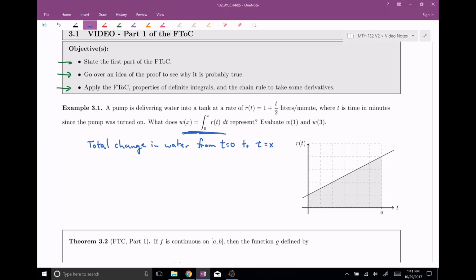All right, so let's use this to evaluate w of 1, for instance. So w of 1: everywhere we see an x, I'm going to plug in a 1. So I'm going to have the integral from 0 to 1 of r of t dt. Remember, this is just the x's. We don't actually replace the t's, just the x's. So again, w of 1, we replace the x's, so 0 to 1. That's the only x right there. So 0 to 1, again, this is the definite integral.